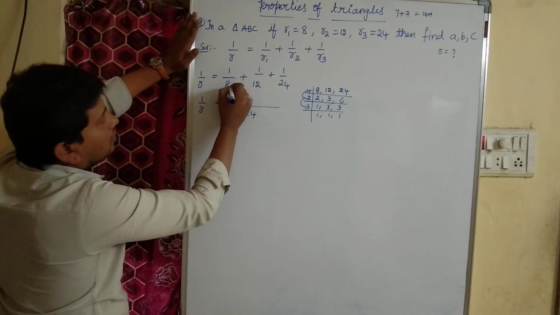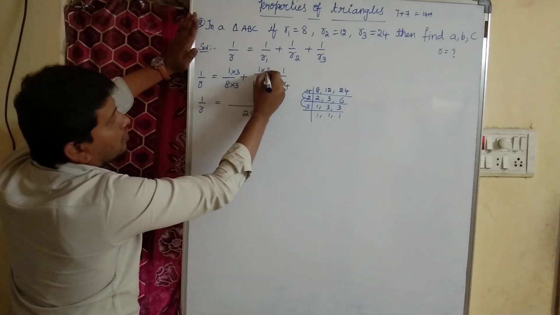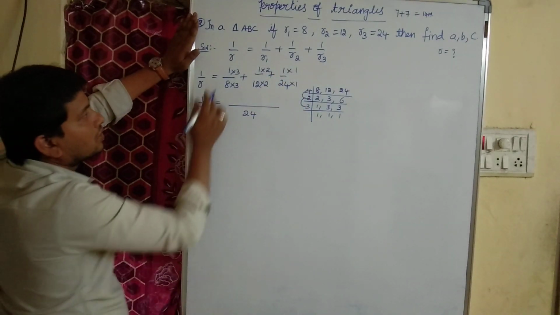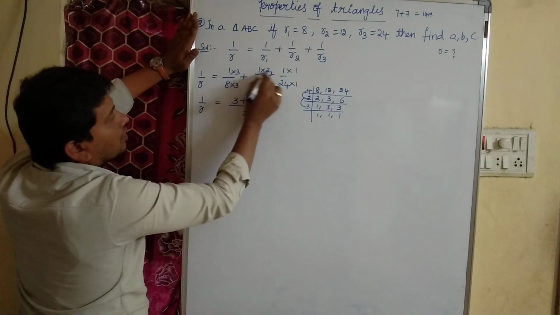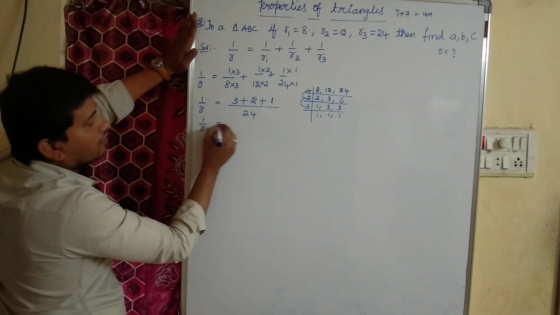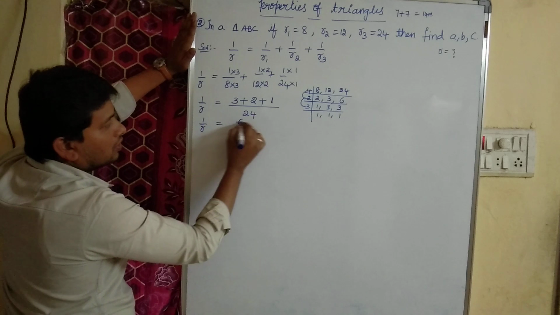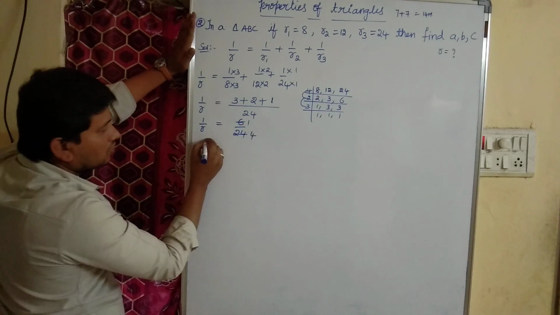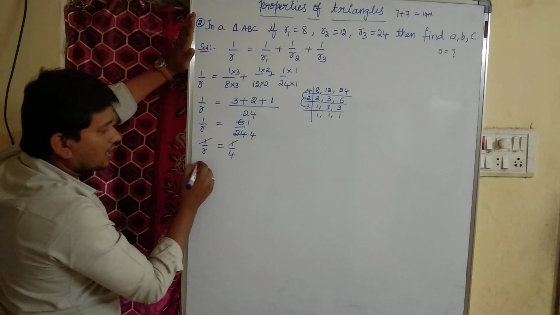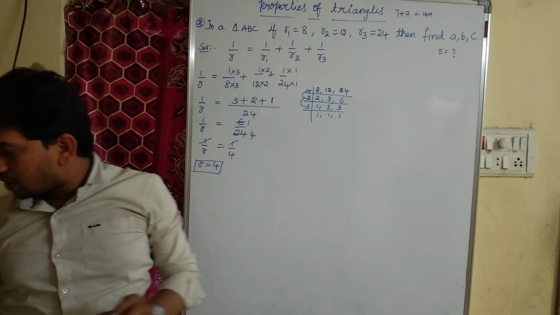8 3 ja 24, into 3 into 3. 12 2 ja 24, into 2 into 2. 24 1 ja 24, into 1 into 1. 1 into 3, 3, 1 into 2, 2, 1 into 1, 1. So 1 by r equal to 3 plus 2, 5, 5 plus 1, 6 divided by 24. 6 1 ja, 6 4 ja. So we got 1 by r equal to 1 by 4. As 1 1 gets cancelled, so what is the value of r? r value is 4. Right? We got the value of r.